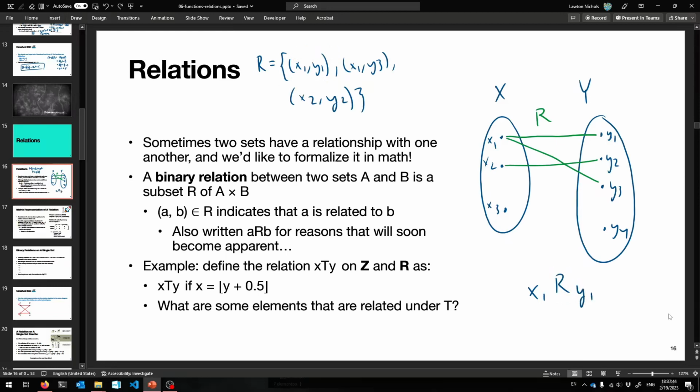Okay? So here is an example relation. Let's make a relation called T, and it's on 2 different kinds of things. On the left side of T, the thing being related is an element of Z, so an integer, a whole number. And on the right side of the relation sign is going to be a real number. So it's relating integers on the left with real numbers on the right, and here's how we can define this relation T. Let's say that x, an integer, is related to a real number y if x is equal to the floor of y plus 0.5. All right? So let's write down some elements that are related under T. What are some elements?